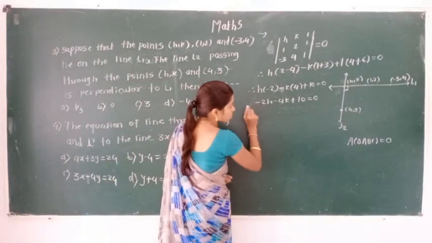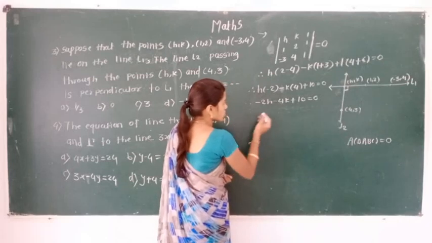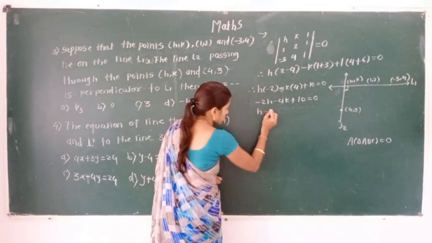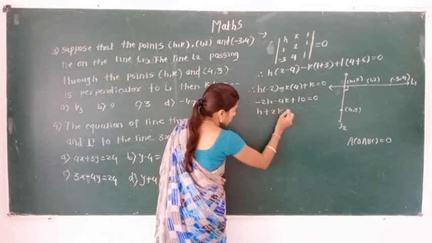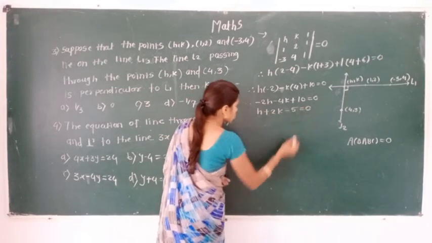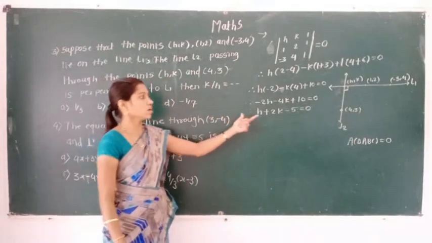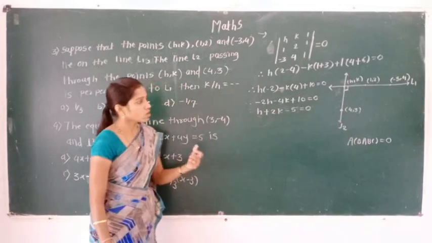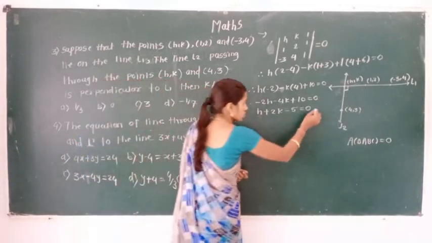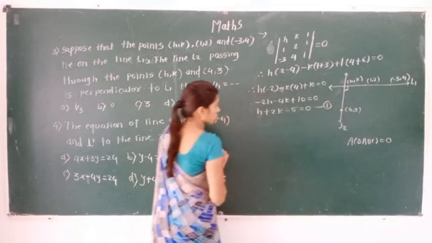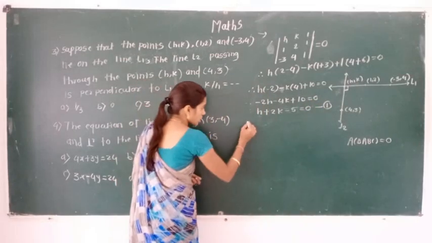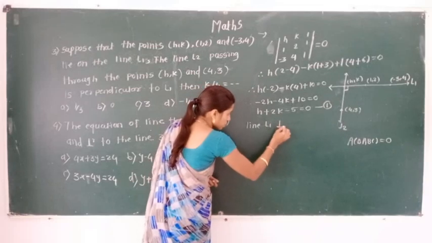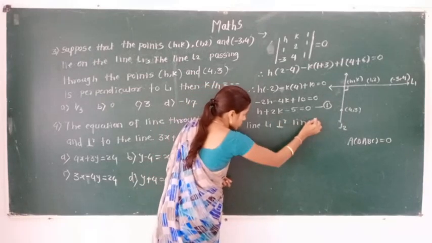Okay, divide both sides by minus 2, and we get the equation h plus 2k minus 5 is equal to 0. This is a linear equation in terms of h and k, and we take it as the first equation. The line L1 is perpendicular to line L2.